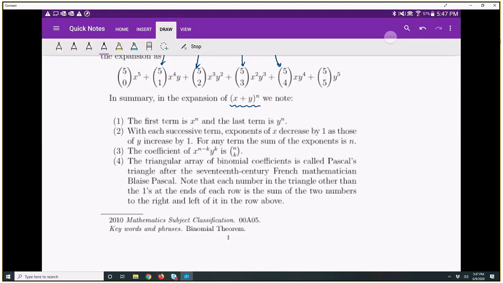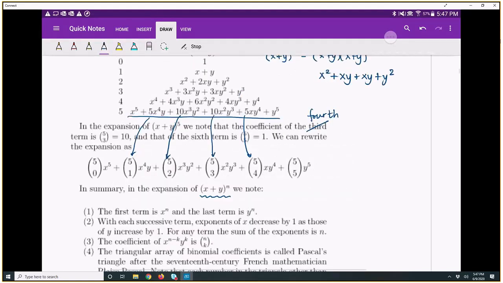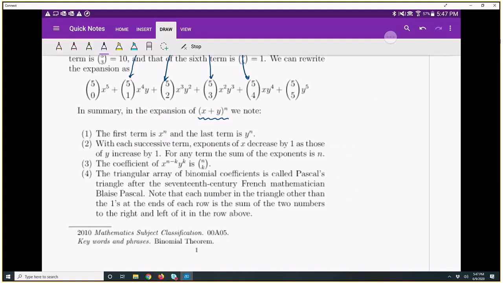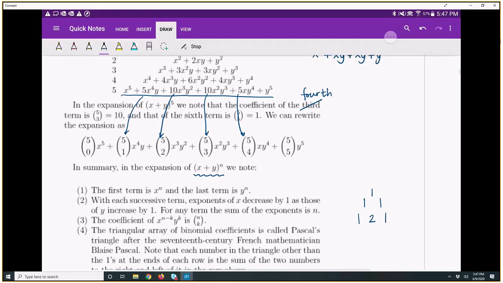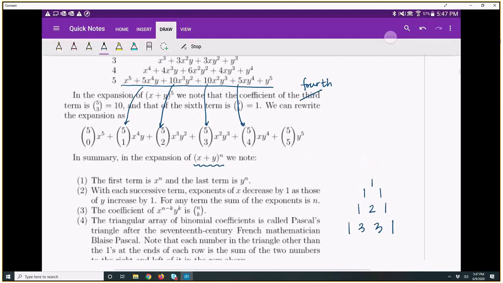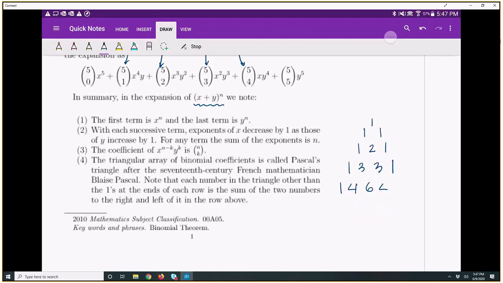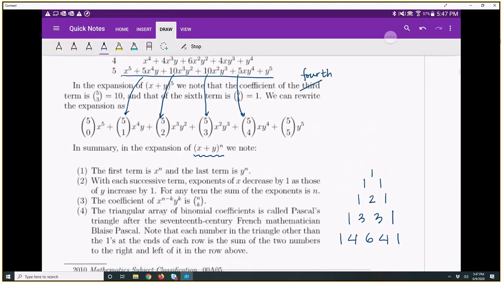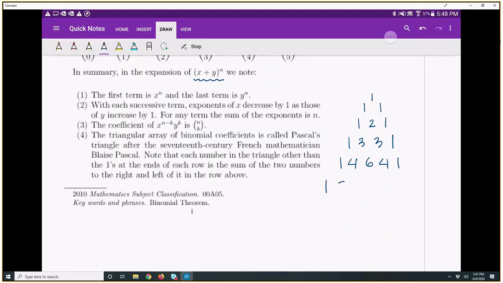The triangular array of binomial coefficients: if we just wrote the coefficients, like 1, 1, 1, 1, 2, 1, 1, 3, 3, 1, 1, 4, 6, 4, 1, and then we have 1, 5, 10, 10, 5, and 1. So we just wrote these coefficients in a triangle like this. This is called Pascal's triangle, and it's named after a 17th century mathematician.